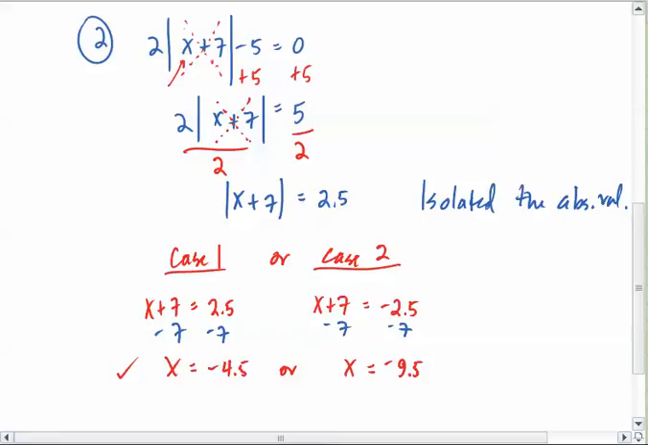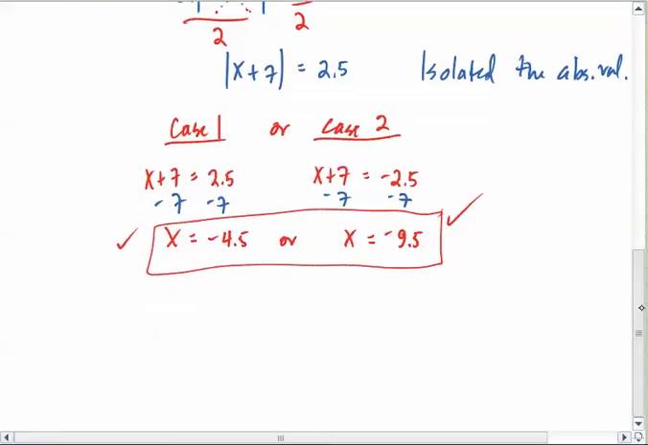Now if I put -9.5 in there, that's going to give me a -2.5 in the absolute value mark. So the absolute value of -2.5 is 2.5. So 2 times 2.5 is 5. 5 minus 5. Okay, so we have those two answers. And one last example. And it's right here.